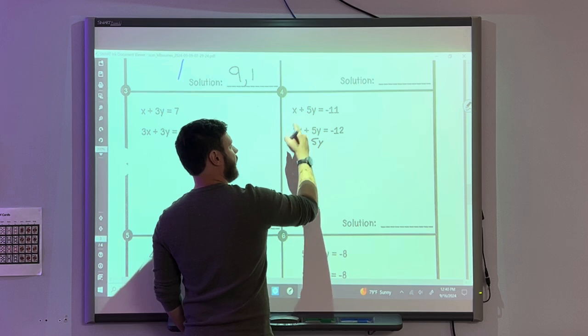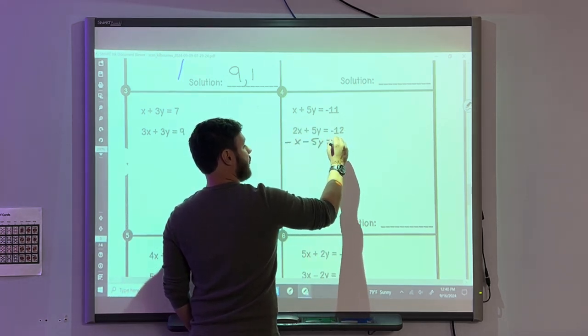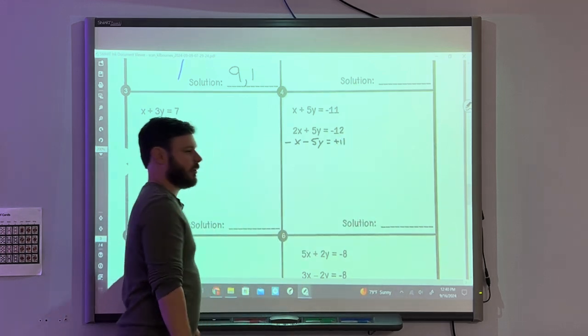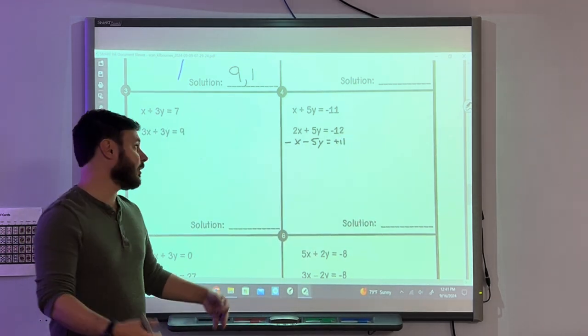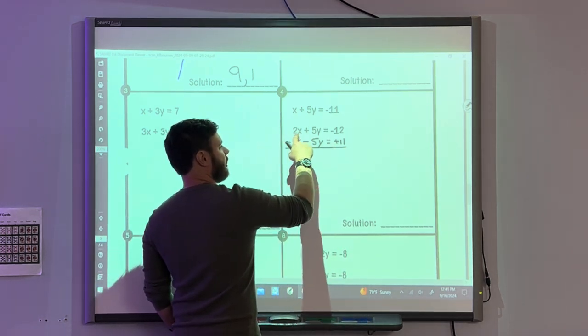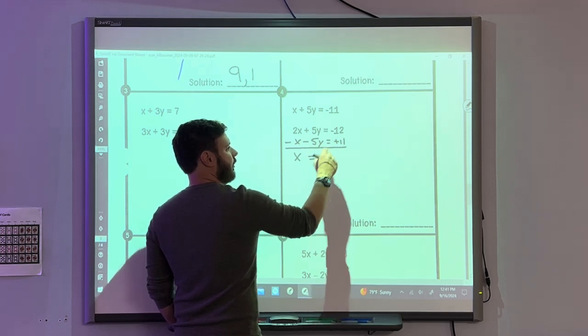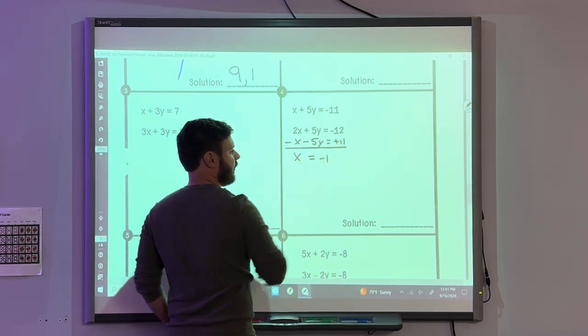Negative 5y, this is positive, so it's minus x. This is already negative, so that's going to become a positive. If I just change one sign, I have to change everything. Now it's set up for my addition problem. 2x take away 1x, boom, cancel. Negative 12 plus 11, that's minus 1.